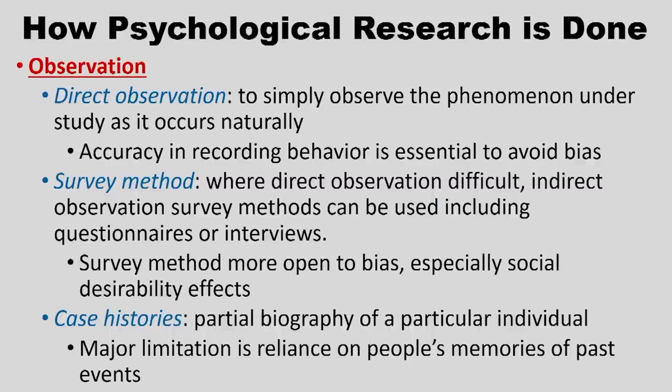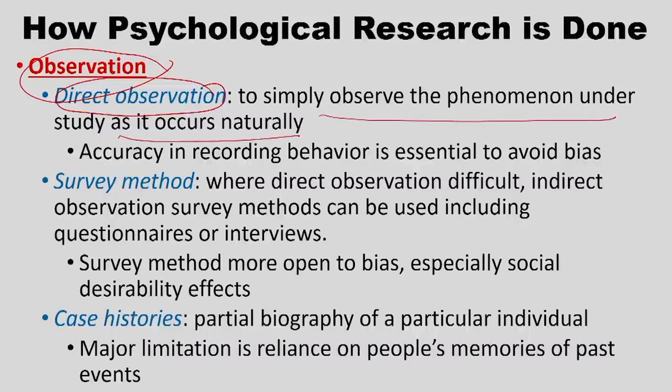Another interesting method that is used in psychological research is called observation. In observation, we actually don't get into the psychological phenomena. We stay somewhere outside and we look at how the phenomena is occurring. Now, there are two types of observation. We have something called direct observation, to simply observe the phenomena under study as it occurs. Now, accuracy in recording behavior is essential to avoid bias.